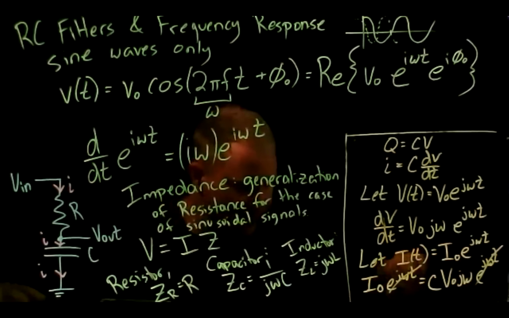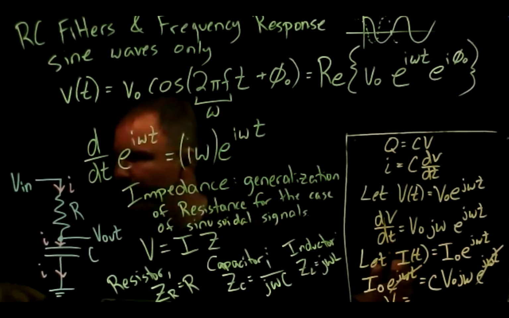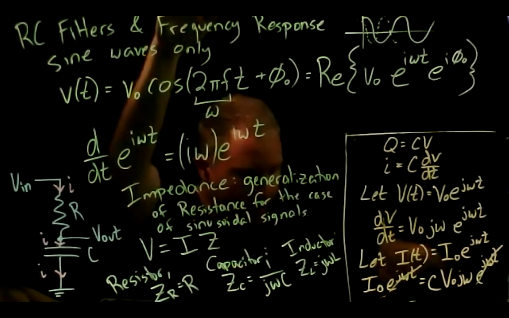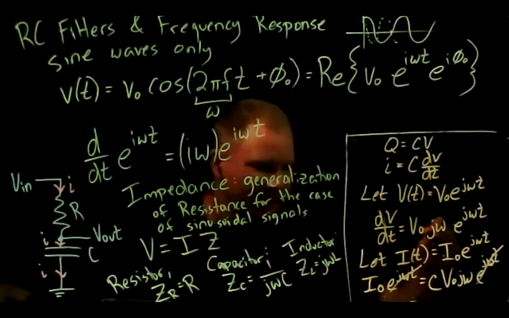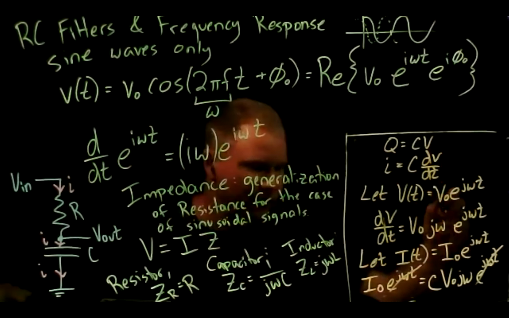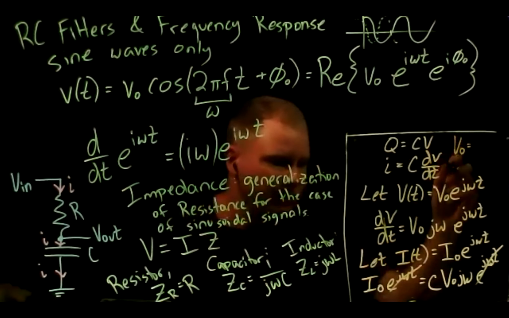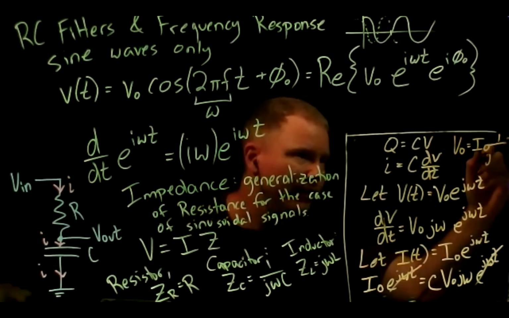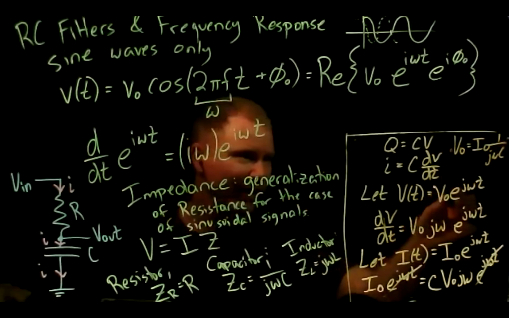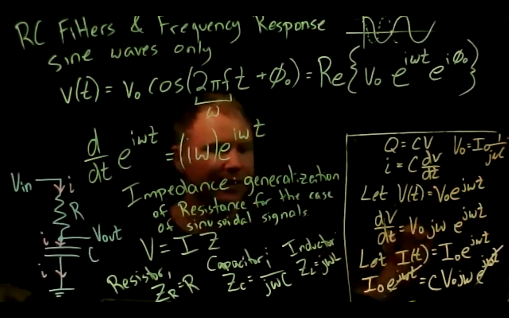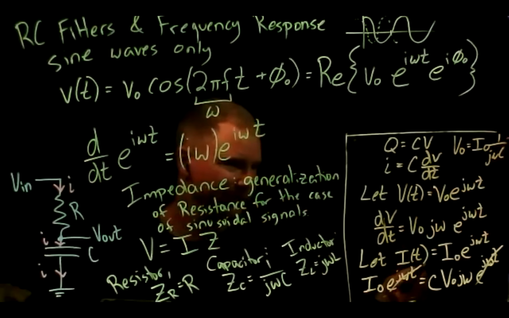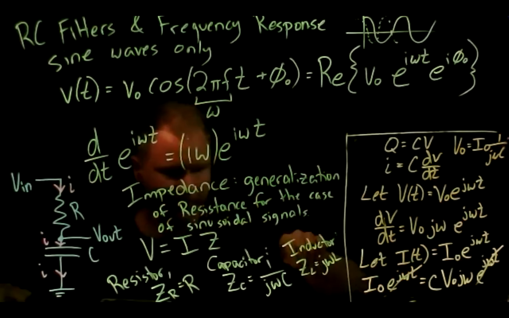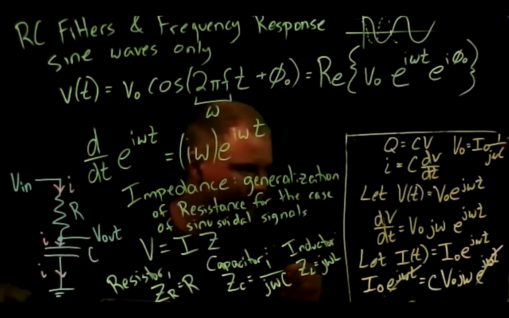If I solve for V naught, I get V naught equals I naught times 1 over j omega C. So this looks a lot like V equals IR, where my R, the thing that looks like resistance, the thing that relates the amplitude of the current to the amplitude of the voltage, is this 1 over j omega C. So that's where my impedance of a capacitor comes from here.